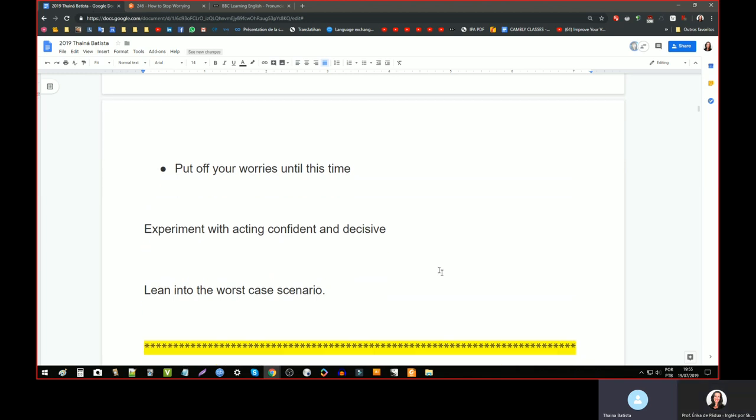And the second is to experiment with action, confident, and decisive. So in that case, for example, you are worried about paying some bill, so go and pay it. It's very simple. Just face your worries. And the third is lean into the worst case scenario.